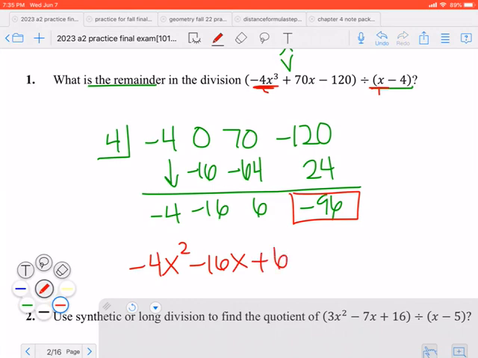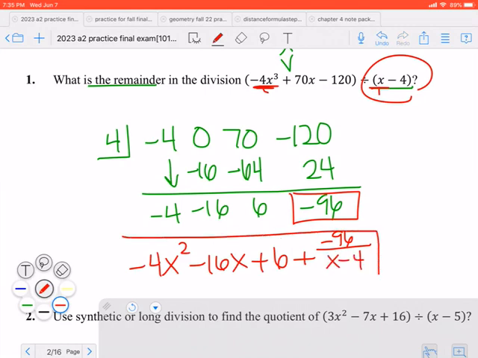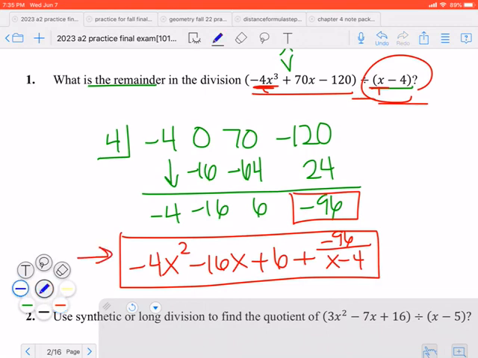And then when you have a remainder, you put plus, and then the remainder on top, and x minus 4 is your denominator there. So this would be the answer if the problem just said divide this by this. But this particular problem just said what is the remainder, so we answer negative 96.